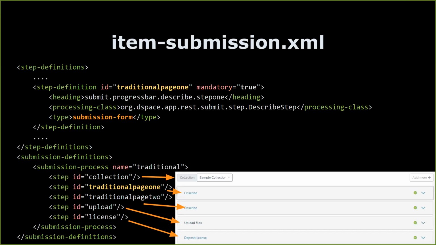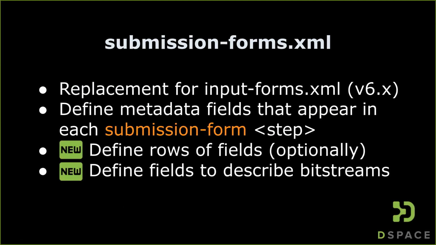And those first two, those 2 describe steps are submission forms. So those are ones where you can decide what fields are going to be configured within those specific describe forms. Let's go ahead and move forward. And those fields are what get configured in a submission forms.xml file. So this is that replacement for an input forms.xml. And it defines the metadata fields that appear within the submission.